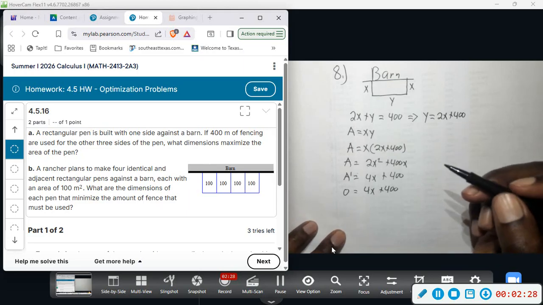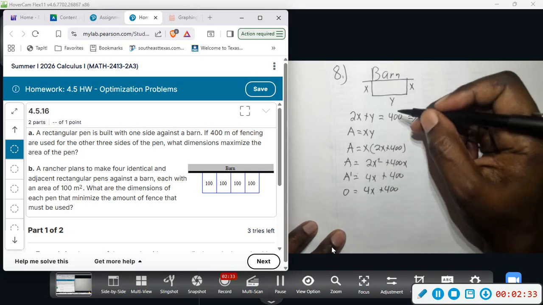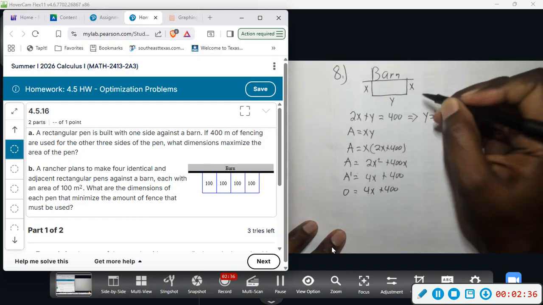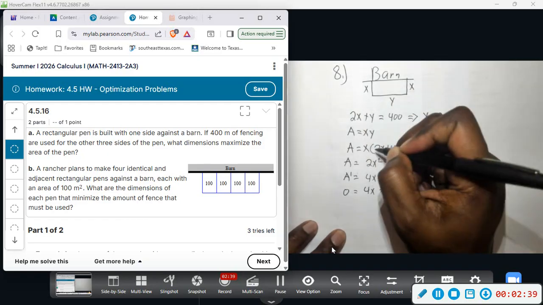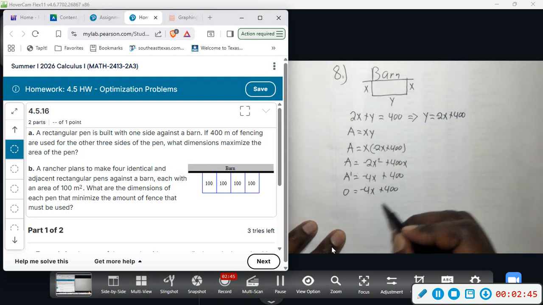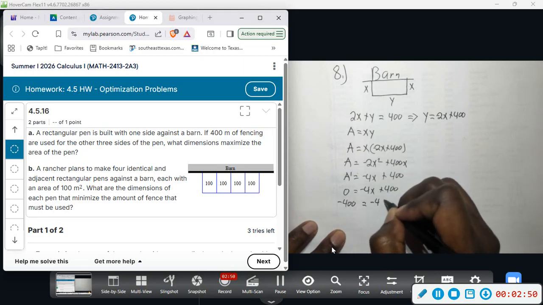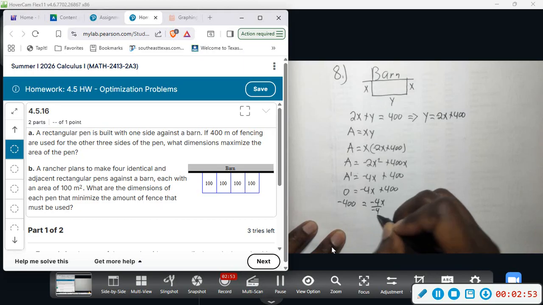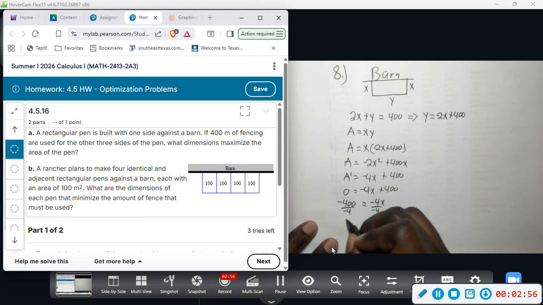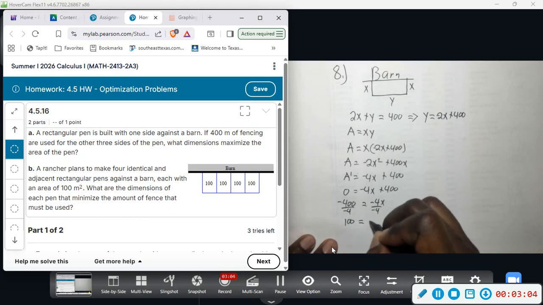And then, I'm sorry, I made a sign error again. I'm looking at this. Whenever I move the 2x over, this should be a negative 2x. This should be negative, negative. Okay. Subtract 400. Divide by negative 4. I'm kind of looking ahead mentally. I can see if it's going to work or not when I get to the end. So this will be a positive 100 equals x. So we're saying that x equals 100.